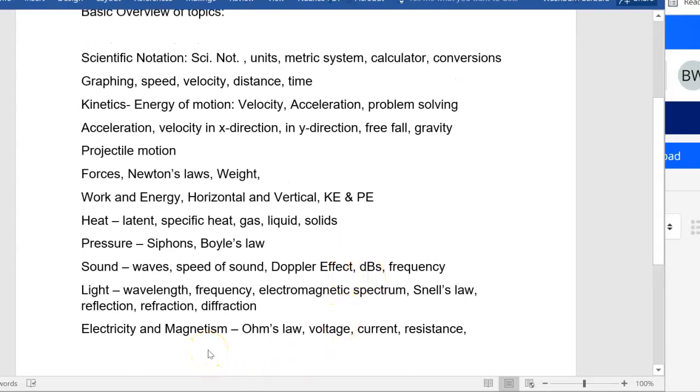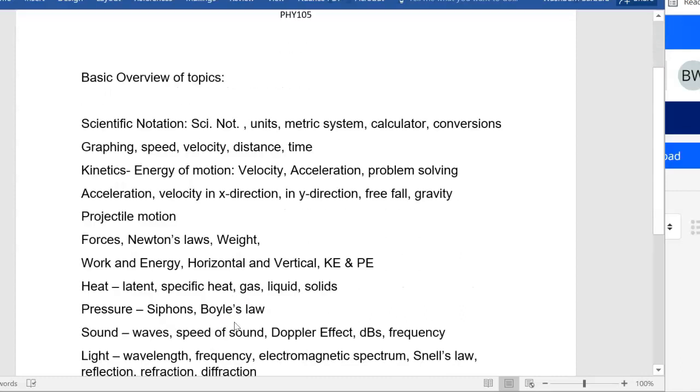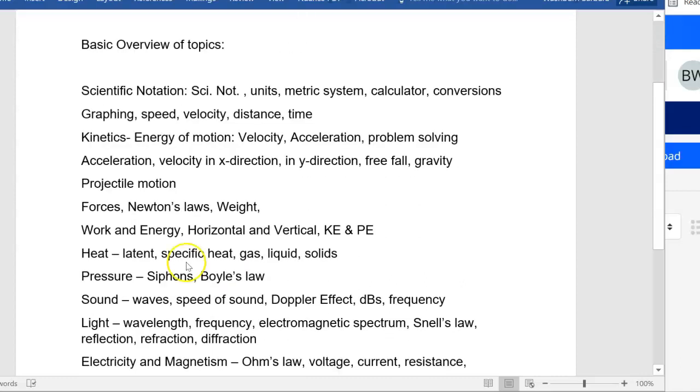Then, if time permits, I'm going to give you a little bit about electricity and magnetism. We'll learn the basics of electricity, and that's Ohm's law, which is voltage, current, and resistance. And we might learn a little bit about magnetism. So that is the course in a nutshell, and I hope you're looking forward to the topics.